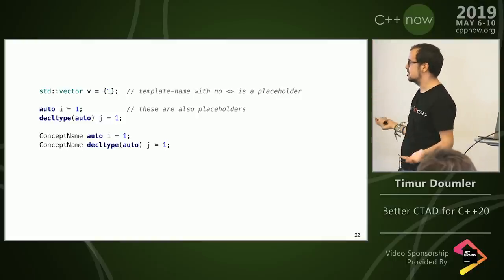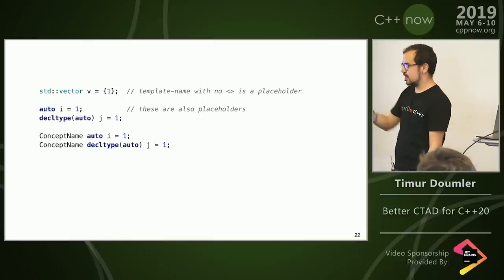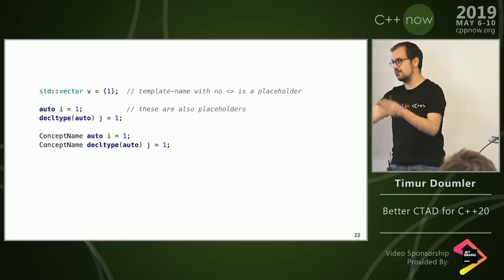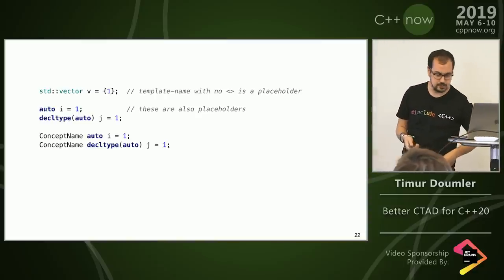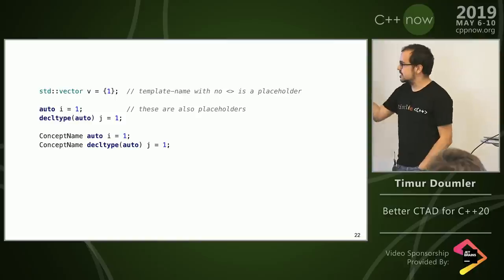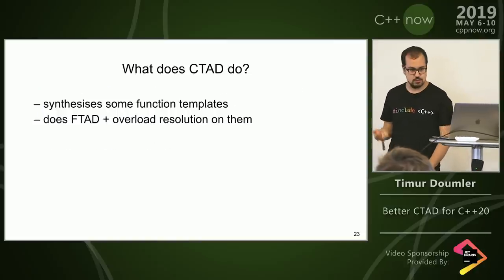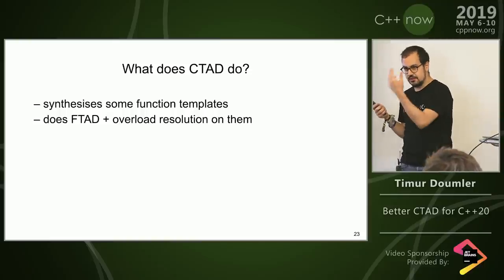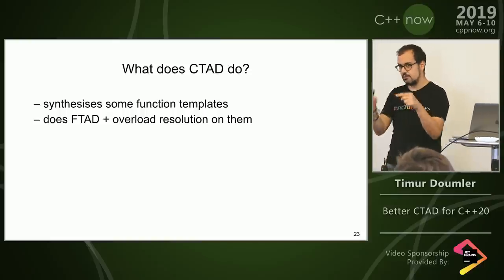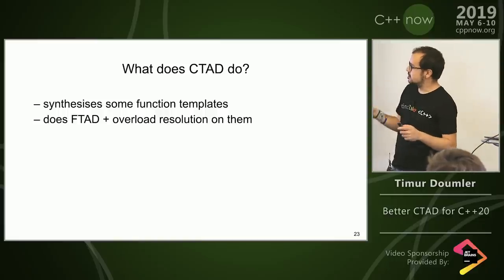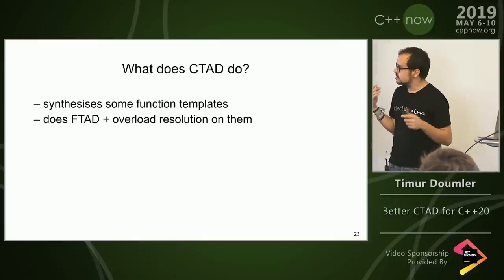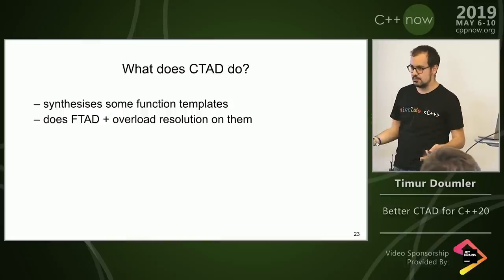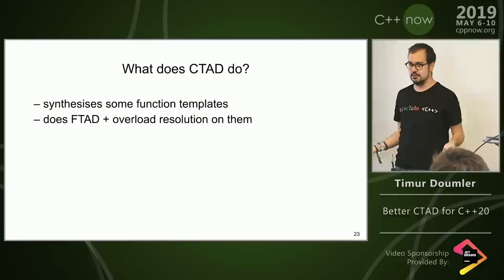What happens actually is different, but the same idea, that you have a placeholder, which means you're going to deduce something, and then you're going to replace the placeholder with the result, like the type that you have. And this is exactly what happens in CTAD. The difference between CTAD and auto is the way this deduction happens. So what does CTAD do? Basically, whenever you have this placeholder, which is a template name with no angle brackets, it's going to synthesize a bunch of function templates, because this is how we know how to do template argument deduction, right? With functions. This has worked since the 90s.